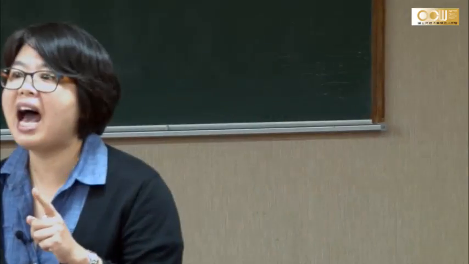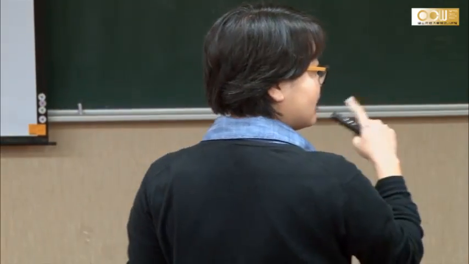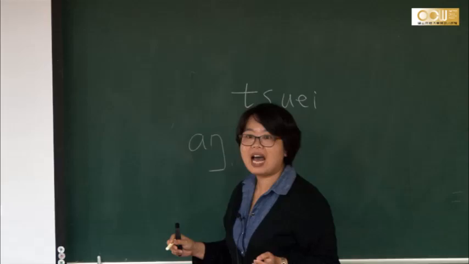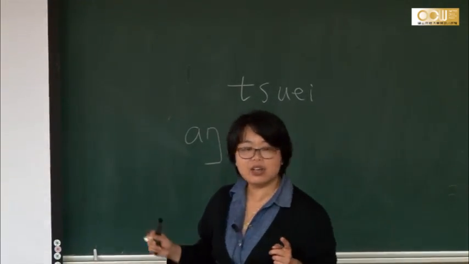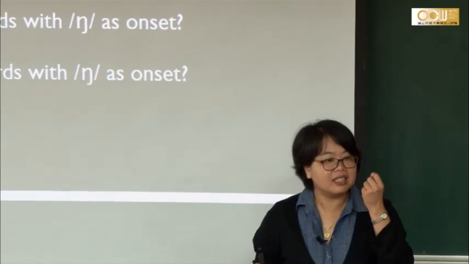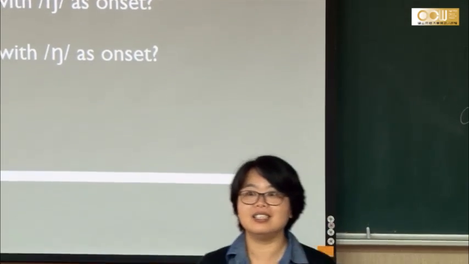And how about Taiwanese words? Any word that starts with the velar nasal? Think about ang. Ang sai means husband. Is it a velar nasal initial? 是吗？是 velar nasal initial 吗？它其实是 ang. It has a vowel in front of it. So I'm looking for a word that has the velar nasal as the onset.